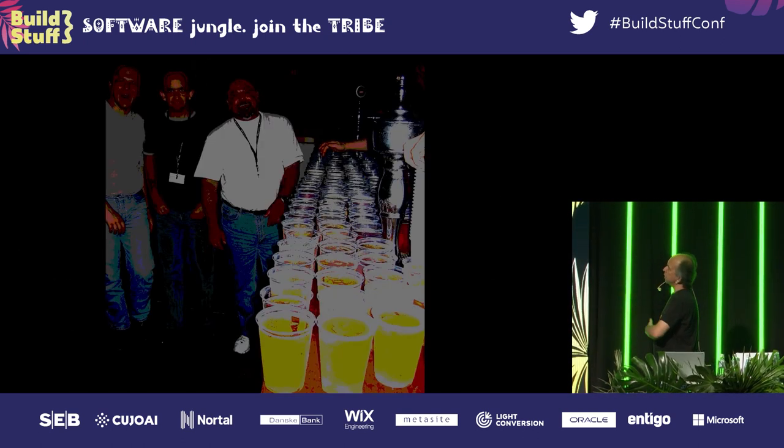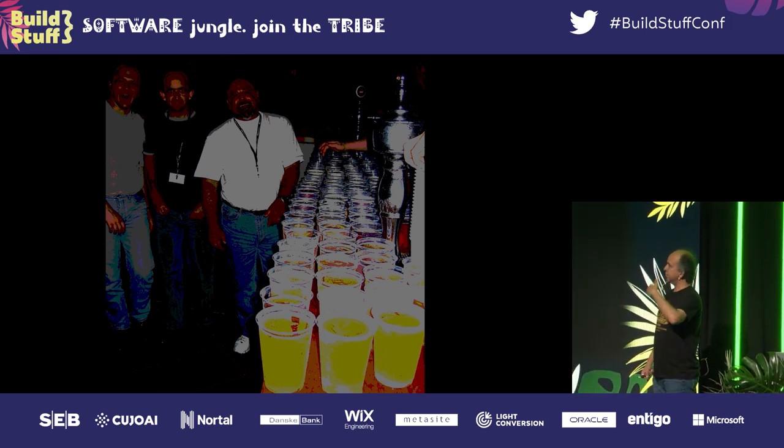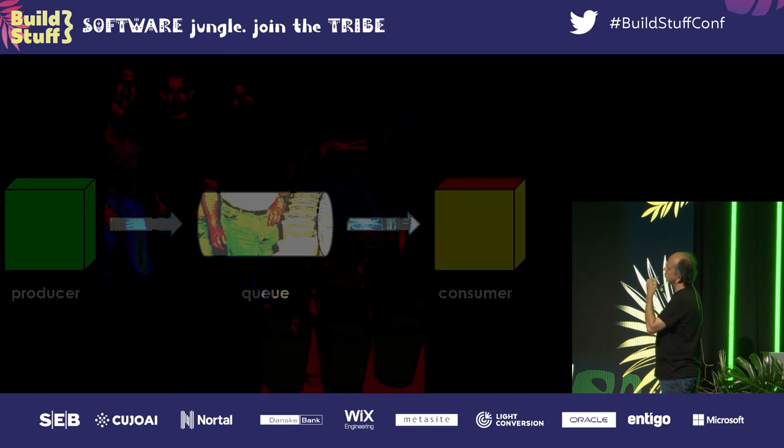A queue would be like people queuing for drinks. That was me a few years ago. I've recovered. My co-author, Frank Buschmann, and Michi Henning, who did a lot of work on middleware, in fact, still does a lot of work on middleware, I believe. There's a nice queue of drinks there for us.